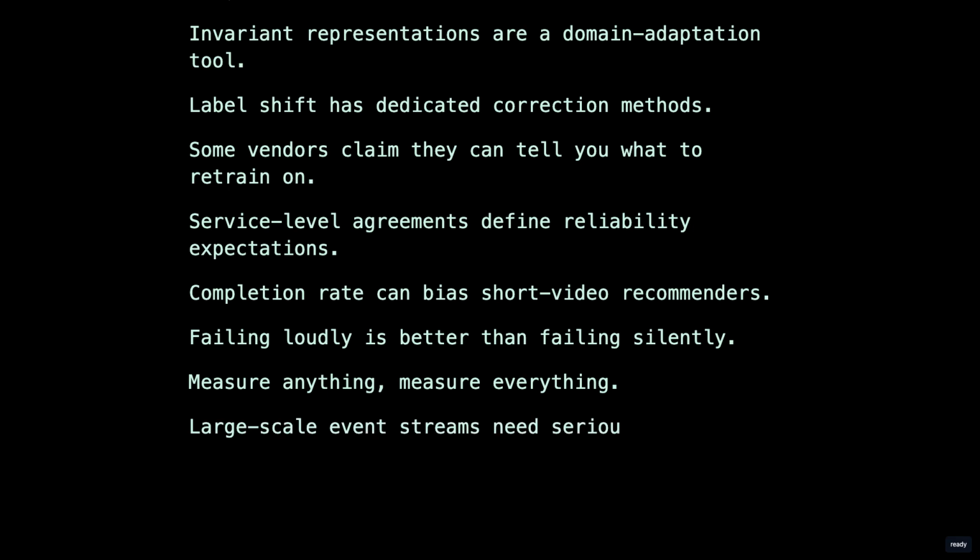At scale, monitoring is not just a modeling issue, it is also a data engineering problem. Huge event volumes require careful pipelines, storage, and processing before the metrics are even available to inspect.